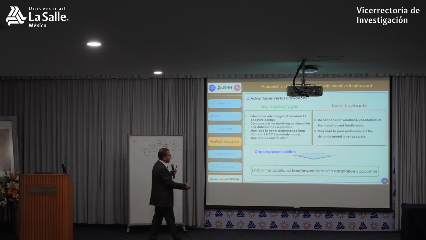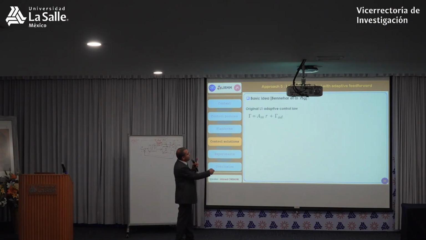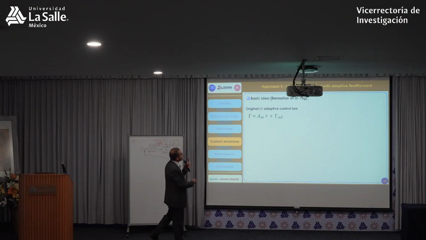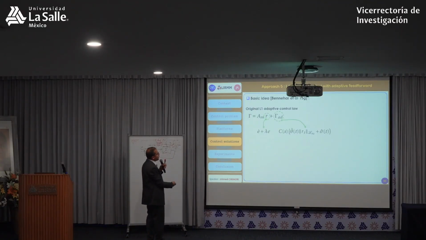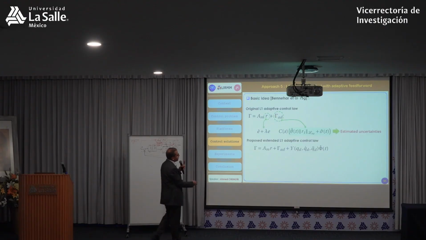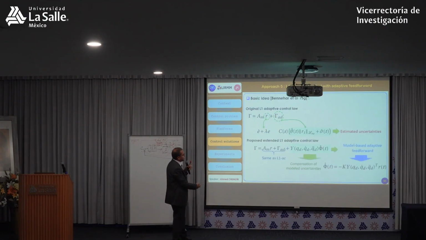And then what we propose now is another version, which will be an adaptive feed-forward. Okay, so we will make this feed-forward adaptive. So this is the relative error. This is the adaptive term, and we make it adaptive here. We have to estimate the uncertainties. And this is the term which is model-based.